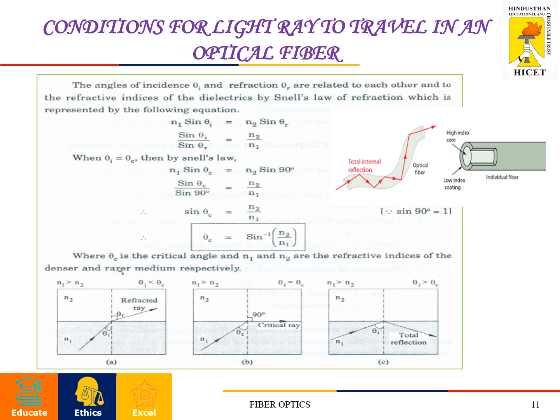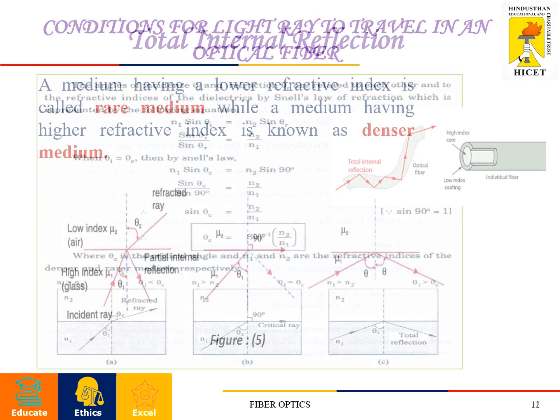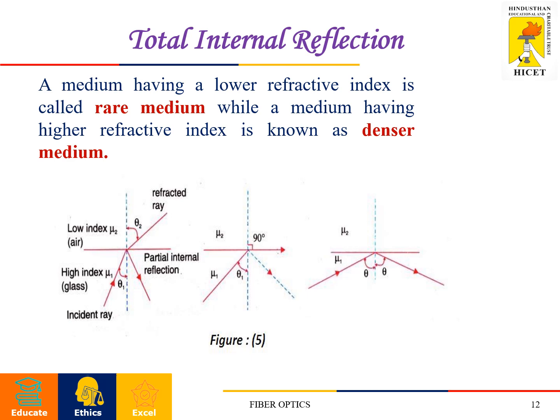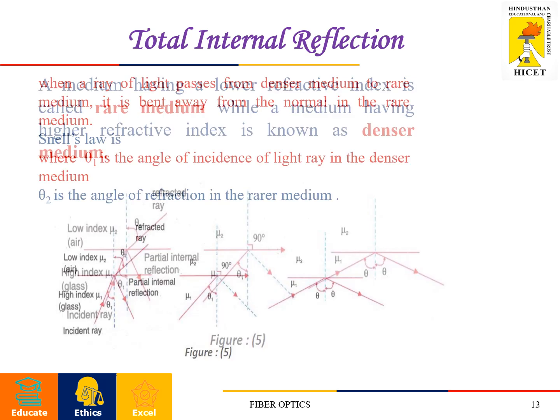That is, in the first case, when theta I is less than theta C, theta I equals theta C, and theta I is greater than theta C, only then is light totally internally reflected into the denser medium itself. Total internal reflection: a medium having lower refractive index is called a rarer medium, while a medium having higher refractive index is called a denser medium. The three diagrams shown previously are shown here also.